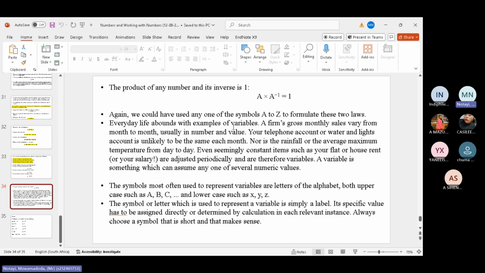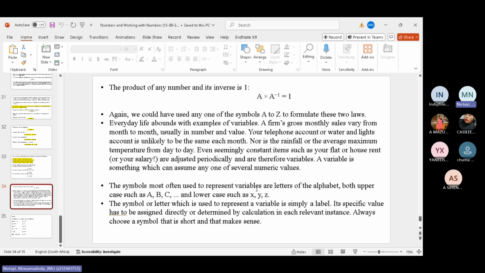Everyday life abounds with examples of variables. An example is a firm's gross monthly sales, which vary from month to month, usually in number and value. Your telephone account or water and lights account is unlikely to be the same each month. So we say they vary. So does the rainfall or the average maximum temperature from day to day. Even seemingly constant items such as your flat or house rent or your salary are adjusted periodically and therefore are variables. So a variable is something which can assume any one of several numerical values.